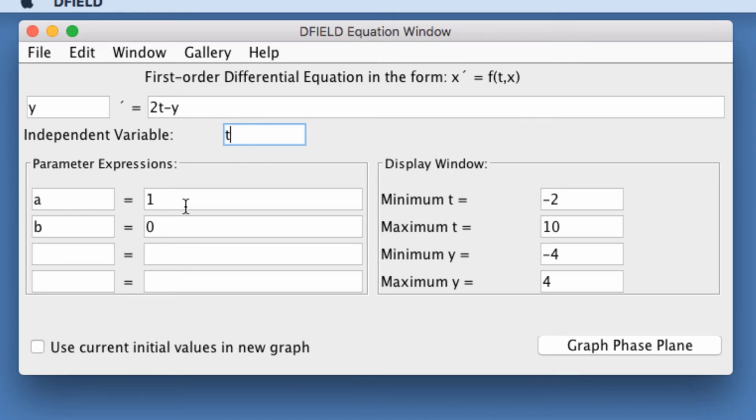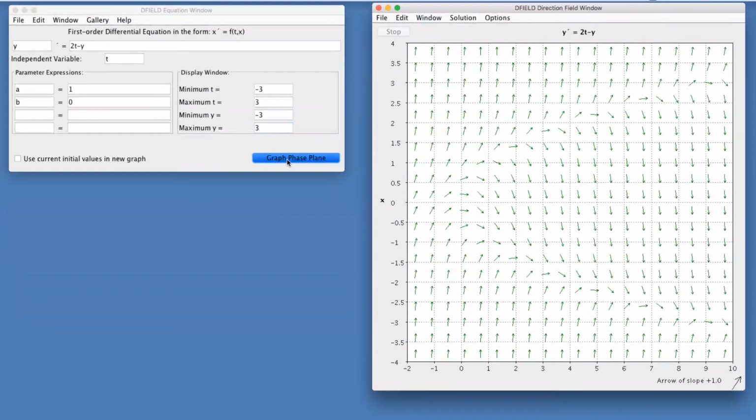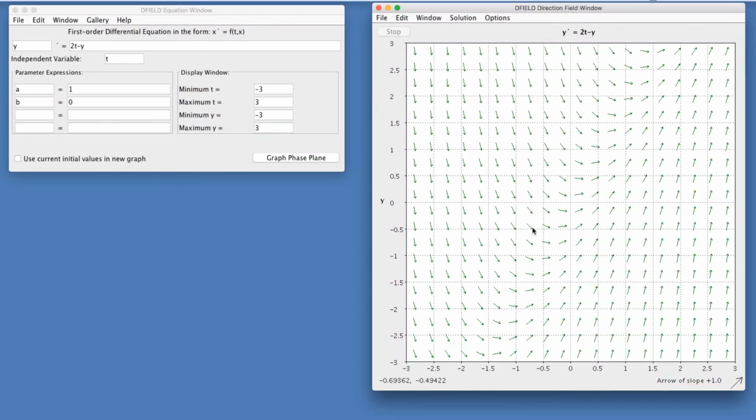These parameter expressions, you don't need to worry about messing with that. That's in case you wanted to put like an a up here and then simply change a to different values and see how that affects your differential equation, but let's leave the parameters out. Our display window, I'm going to do a display window from -3 to 3 for the t's, and for the y's also -3 to 3. And then you hit graph phase plane. And over here you see our direction field that was created. Here they're calling it a phase plane as well, but direction field is what we'll call it, or a slope field. And this has all those little arrows that show you the flow of different solutions.